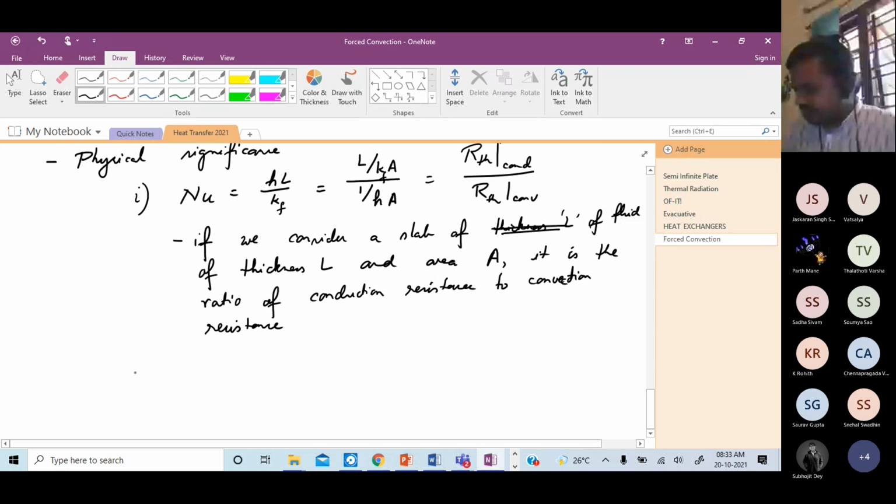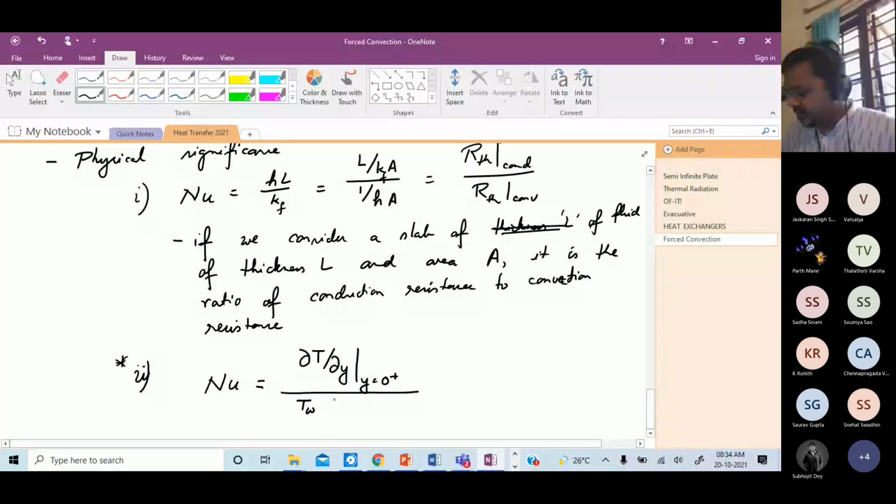What I like is the second one, and therefore I'm going to put a star. But again, you will find the first definition in many sources. It's okay. The second one is much better, and that's what I would like my students to know. First of all, I will write the expression: del T del y at y equal to 0 plus, divided by TW minus TF over L.